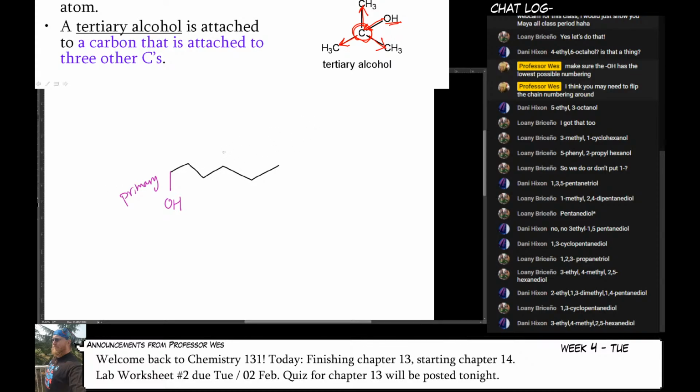A secondary would go on one of the middle ones. So this would be a secondary. And then if I had something like that, that would be tertiary. We do have abbreviations for writing primary, secondary, and tertiary, and they are this. So 1 with a degree symbol, 2 with a degree symbol, and 3 with a degree symbol. So you're going to see that shorthand come up quite often.